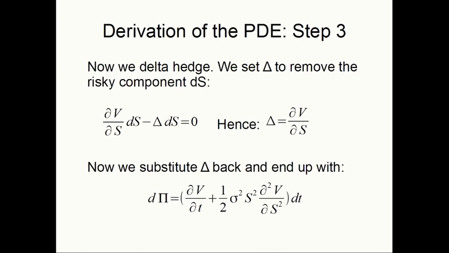And now we delta hedge to get our risk-free portfolio. We find that in order to remove the dS terms from the previous equation, we need to set delta equal to the partial derivative of V with respect to S. So we substitute delta back into the equation and the dS terms disappear.